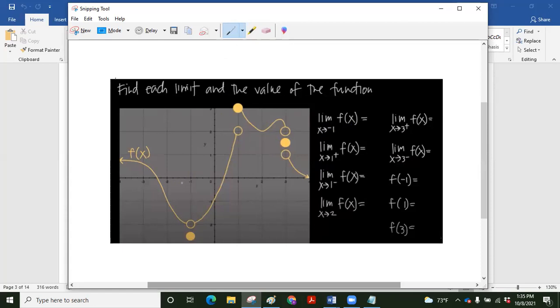So we find -1, and we see that the limit as we come in from the left and from the right is approaching a y value of -2. So we're going to say that the value here is -2.